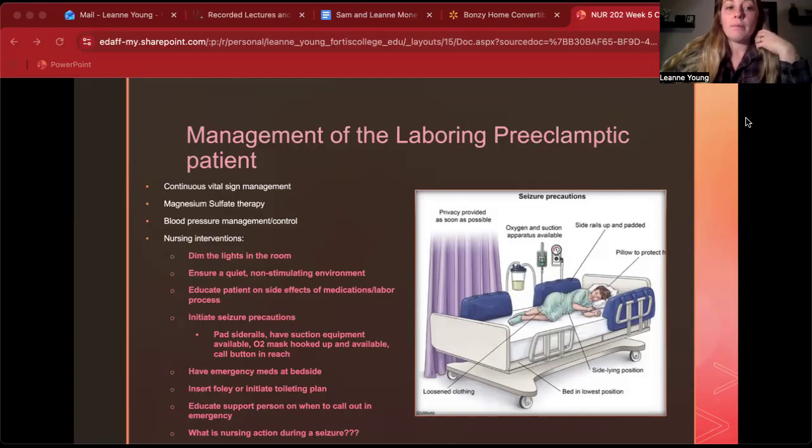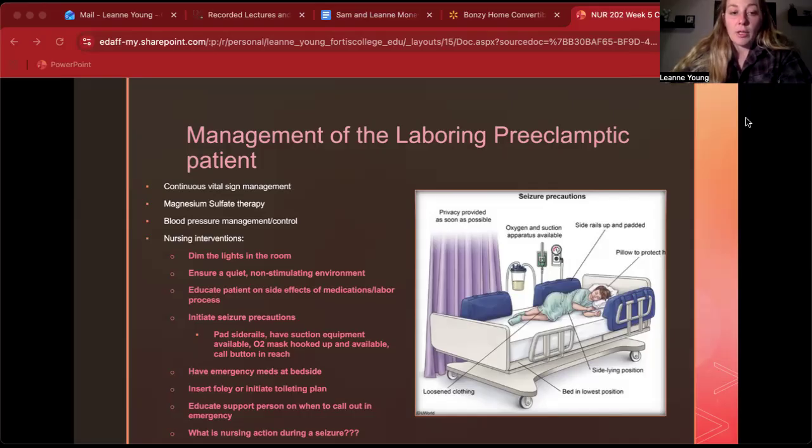Mag sulfate therapy is the number one thing that we use whenever there's a patient who's preeclamptic with severe features or who has uncontrolled chronic hypertension. Blood pressure management and control is essential. The other thing with these patients is we want to reduce the amount of external stimuli as possible. So we are going to dim the lights in this patient's room. We're ensuring a quiet, non-stimulating environment.